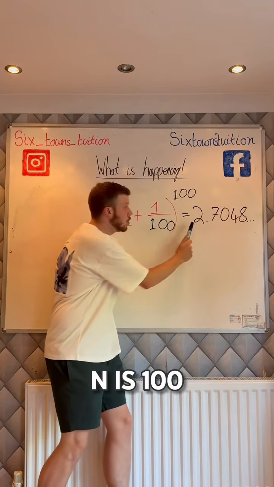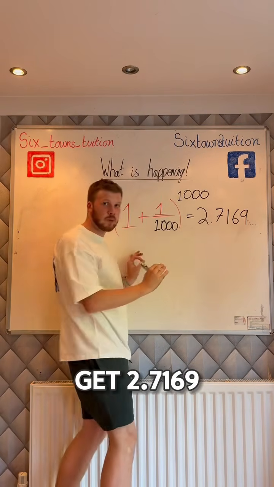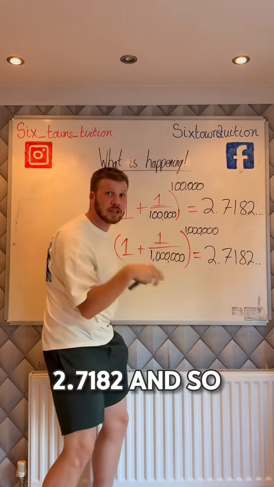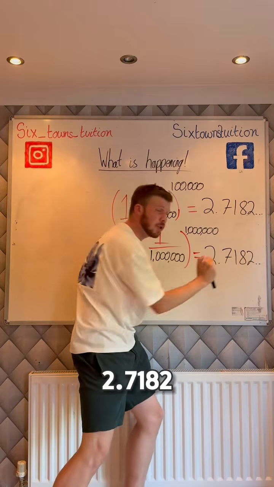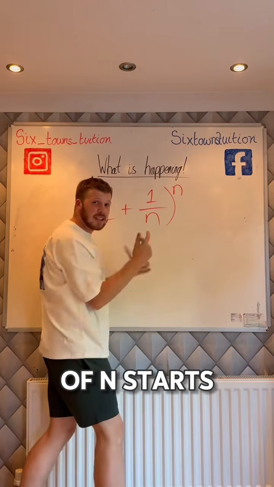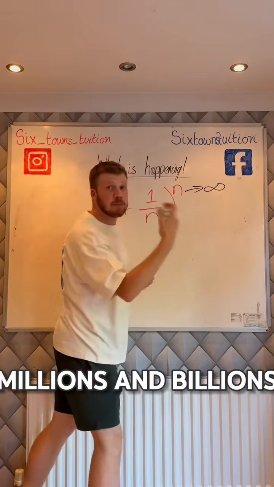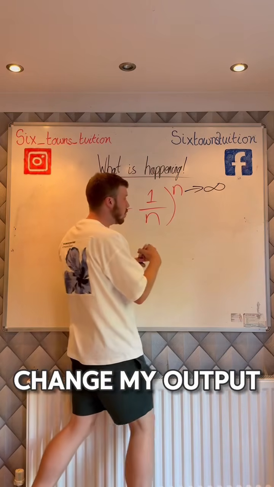When n is 100, 2.7048. With 1,000, we get 2.7169. So to 100,000, my number is 2.7182 and so on. To 1,000,000, my number is still 2.7182. So what's happening? As my value of n starts to get really, really big, all the way up to the millions and billions towards infinity, my output doesn't change. My output stays the same.